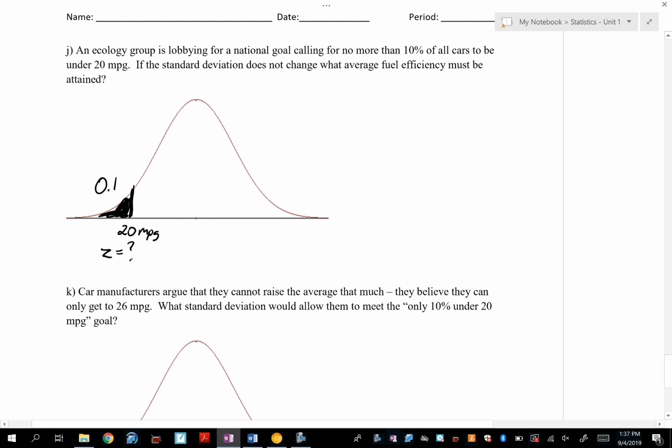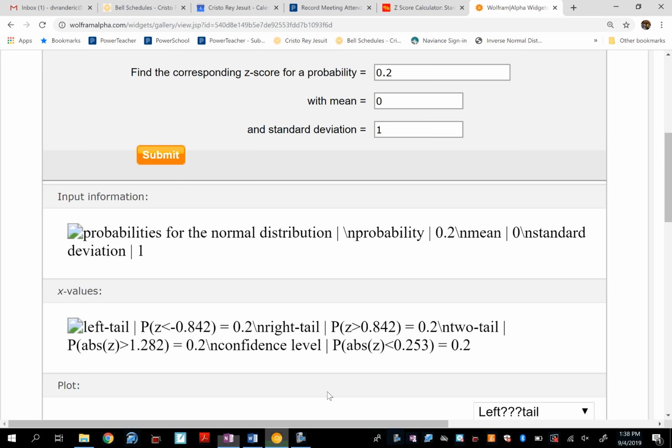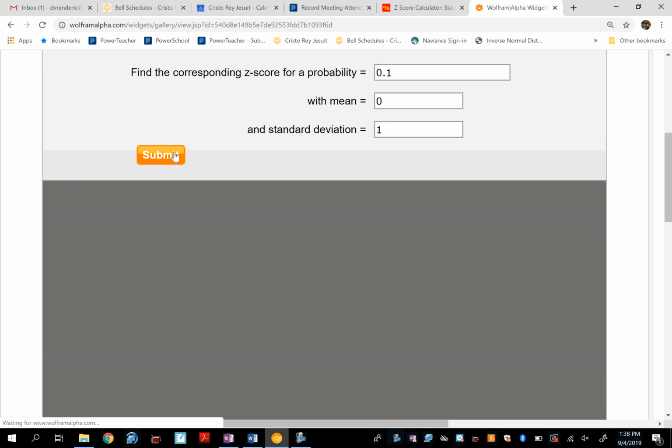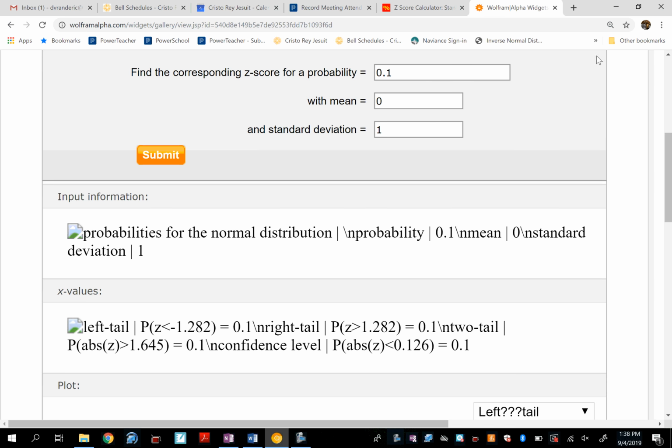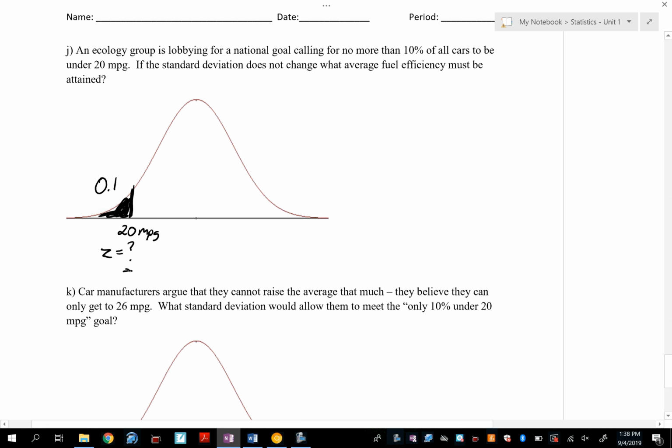All right, so let's go to our calculator link. The second one, to do inverse normal. And we're using 0.1 this time instead of 0.2. Let's see if I got the same thing. Negative 1.282. Excellent. So we're going to write down negative 1.282. All right, so that's my z-score. And we're using this formula.